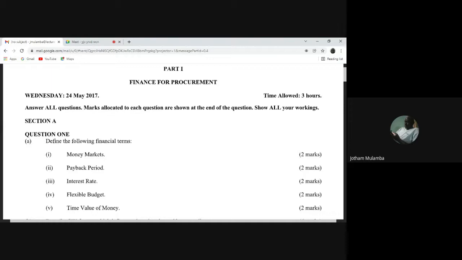If you are lending or borrowing for a longer period, longer than 1 year, we refer to that as capital markets. Capital market. Someone can define for us payback period. Who can define for us payback period?